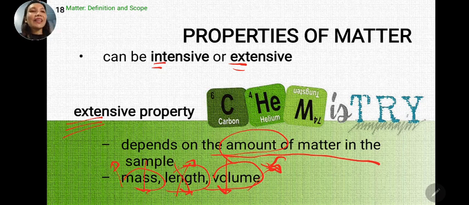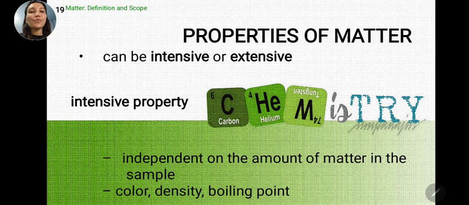Next is yung intensive property naman. It is independent of the amount of matter. So, kahit gaano karami yung sample mo, kapag intensive yung property, it will stay the same. So, yung color, yung density niya, and boiling point.